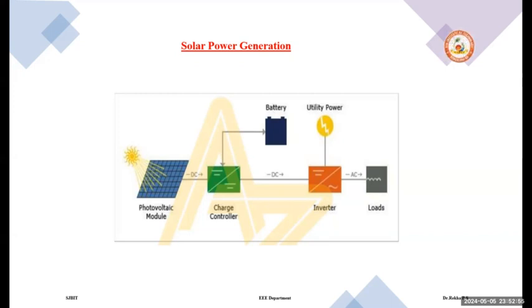Next, the storage battery. Its function is to store the DC electrical energy generated by the PV cell, which can be used whenever it's required. This battery has a long life, for example lead acid battery or nickel cadmium battery. You can quote the examples. And coming to the inverter, this inverter converts DC supply into AC supply.